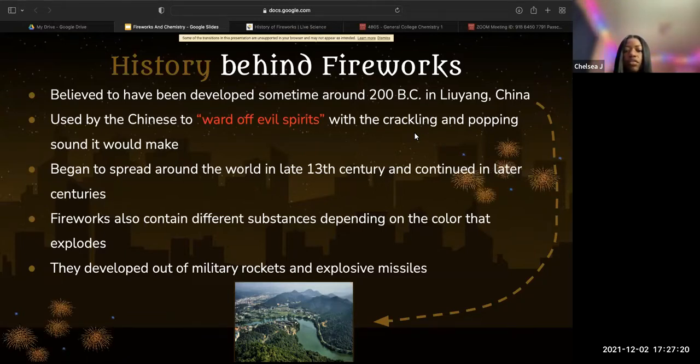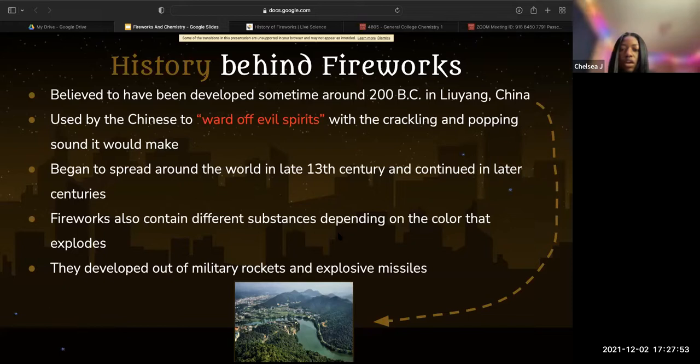Fireworks also contain different substances, like different salts, like strontium, copper, and a lot of other salts that produce the colors that we know, like red, orange, yellow, green, a whole bunch of different colors that explode in the air when the firework ignites. Another thing is that they were developed out of military rockets and explosive missiles, so there was also a military aspect to fireworks. And the picture here with the arrows is a picture of Liuyang, China, where fireworks came from.